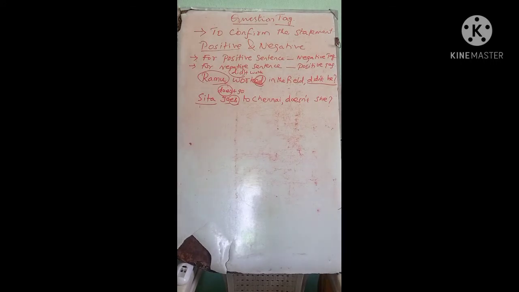Good. So now we have seen only positive sentences. If you are given a positive statement, you should write a negative tag. Now we go for a negative sentence.